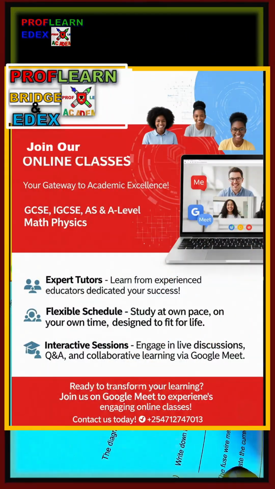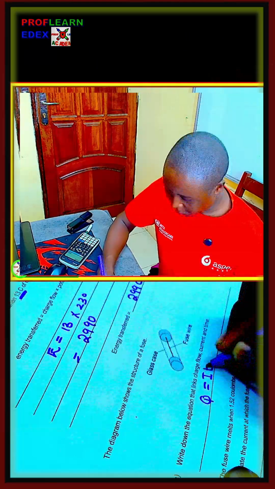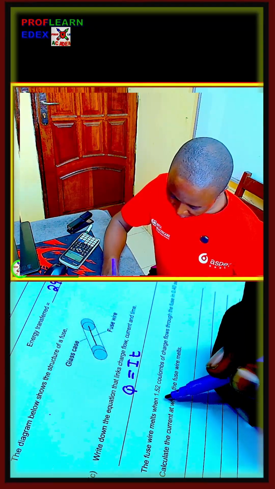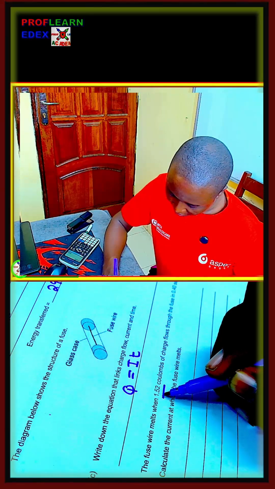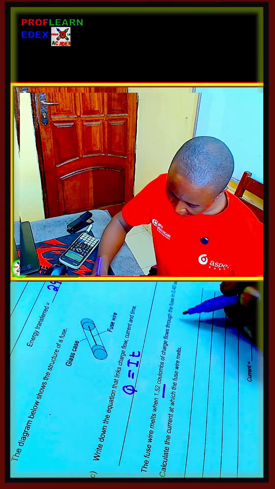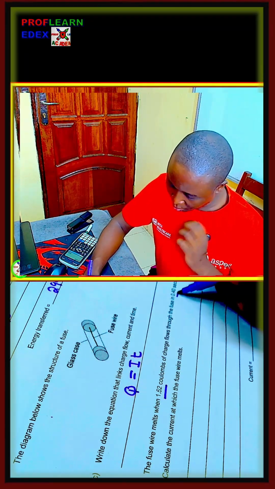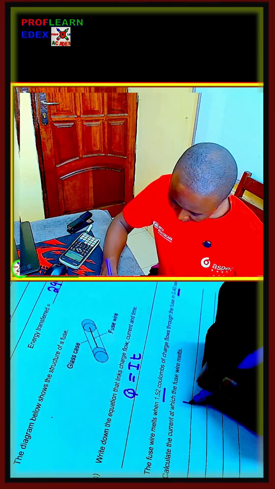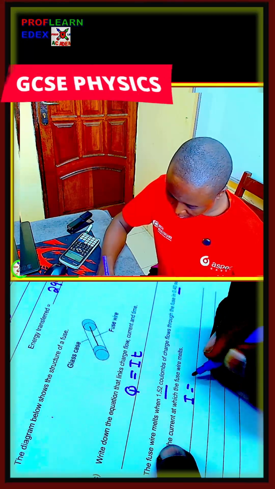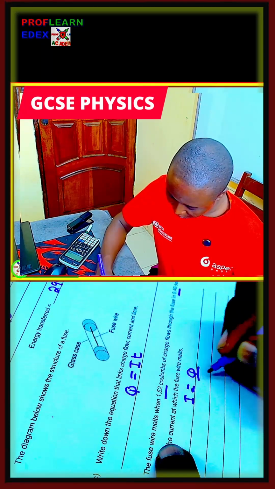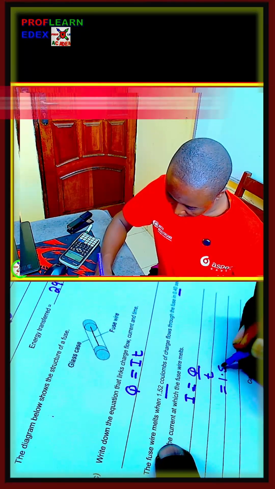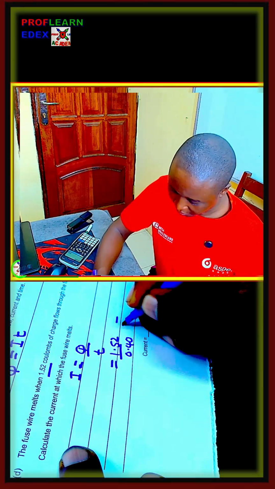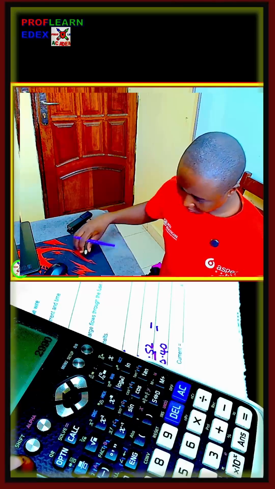Write down the equation that links charge flow. So we know that charge is equal to current times time. Charge is equal to I T, and the fuse melts when we have a charge of 1.52 coulombs that passes through in 0.4 seconds. So calculate the current at which the fuse melts. From this equation, current is equal to charge over time, which is 1.52 divided by 0.40 seconds.